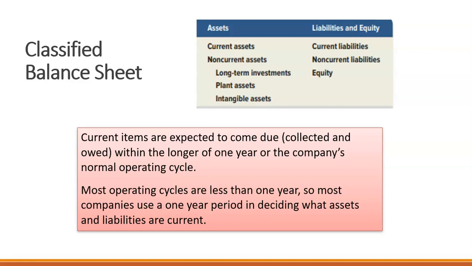Current items are within a year or operating cycle. That's the official term: within the longer of 1 year or the company's operating cycle. This is our fiscal year. What the company has decided can be January 1st to December 31st, but companies don't have to use a calendar year as their fiscal year. For example, almost all schools, K through 12 and universities, use July 1st to June 30th as their fiscal year, to take into account that most of their business starts in August and ends in late May.